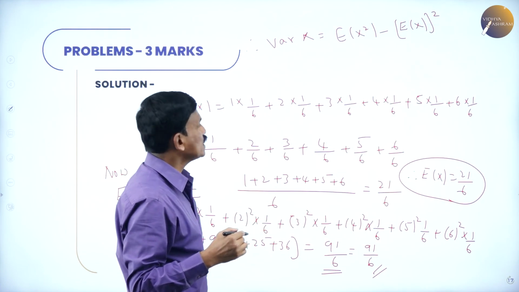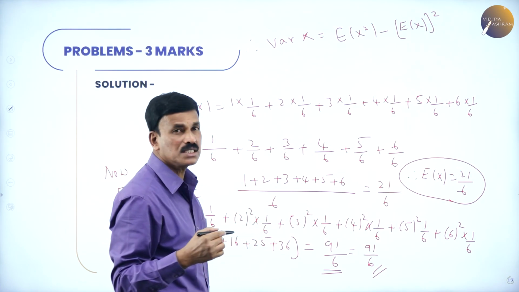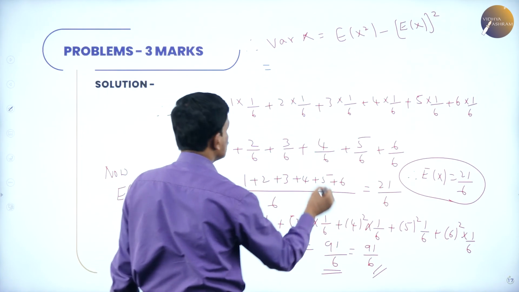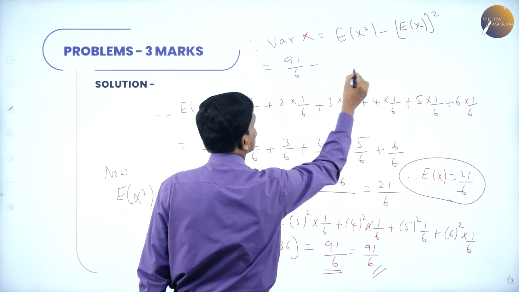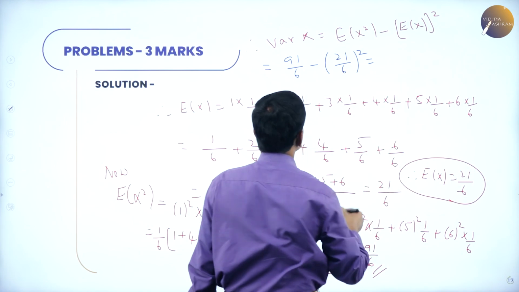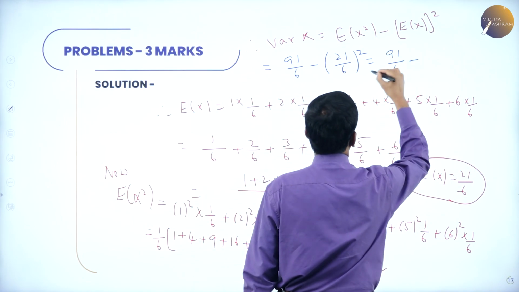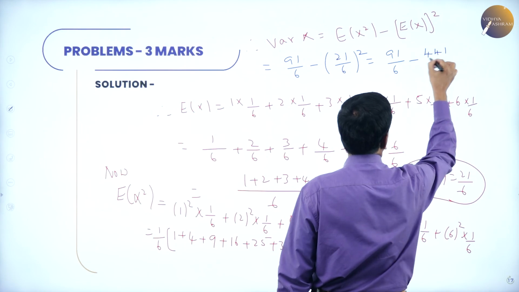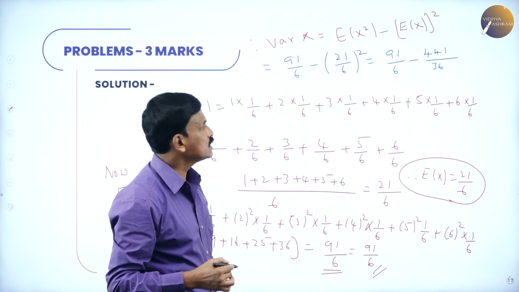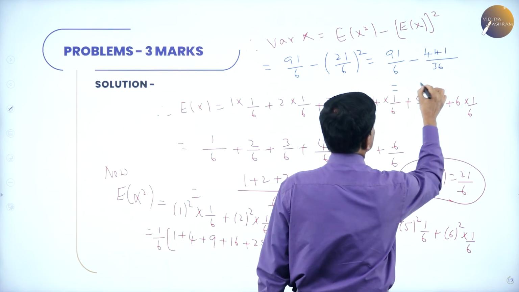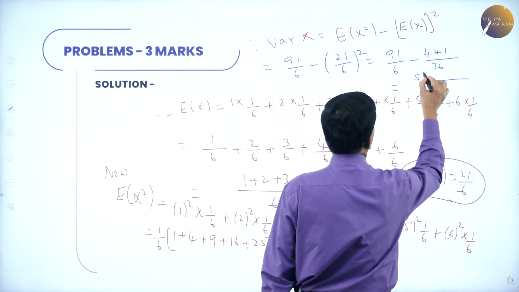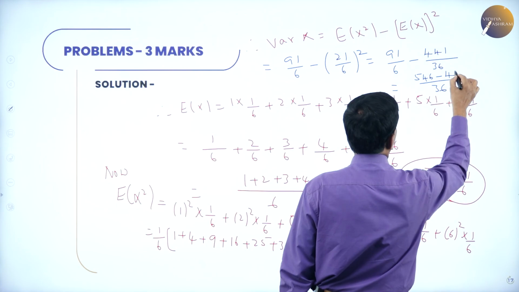Therefore, the variance of x is given by E of x square minus E of x whole square. So, I will write here, what is E of x square? It is 91 by 6 minus E of x, which is 21 divided by 6, whole square. So, this is 91 by 6 minus 21 square, 21 into 21 is 441, divided by 36. You can take the LCM and simplify this. Here, 36 is the LCM. So, 6 into 91 is 546 minus 441.